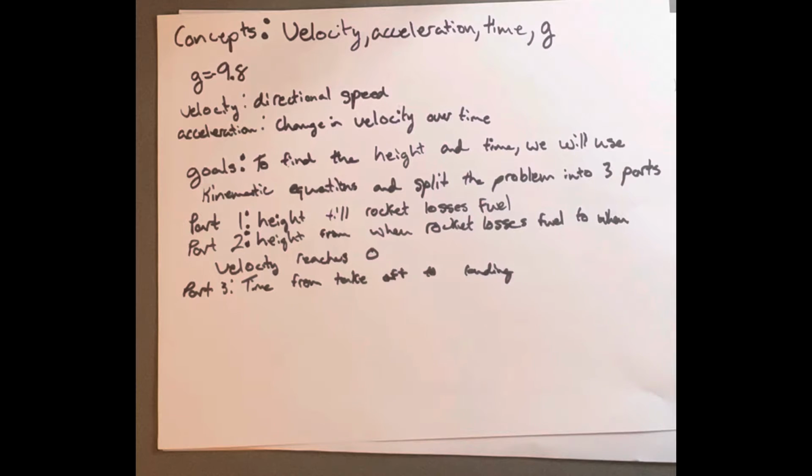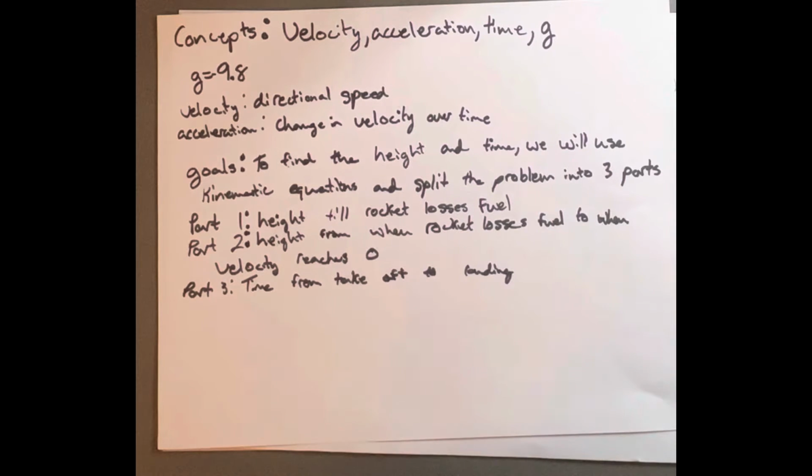So the key concepts are velocity, acceleration, time, and g. G is gravity, which we're going to set equal to 9.8. Velocity is the directional speed, acceleration is change in velocity over time, and our goals are to find the height and time. We'll use kinematic equations and split up the problem into different parts.